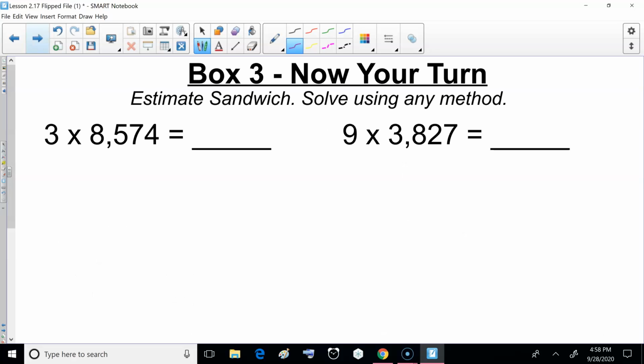And 2 more problems to solve. Do an estimate sandwich and then solve using any method. 3 times 8,574. And 9 times 3,827. So pause the video, do your estimate sandwich, solve using any method, and see if your answer is within your estimate sandwich.